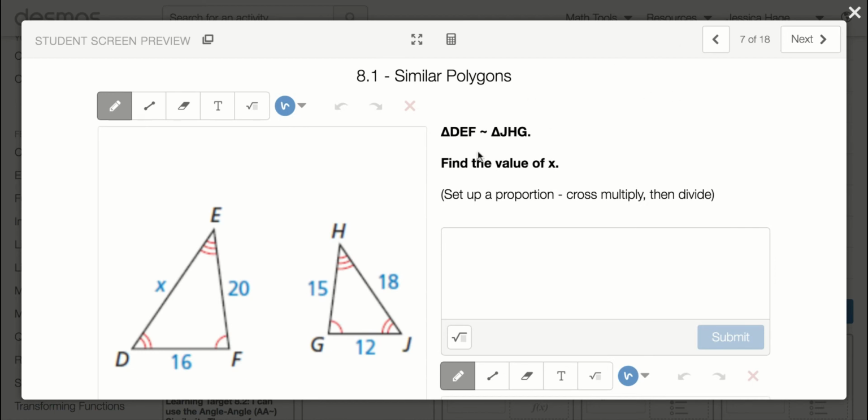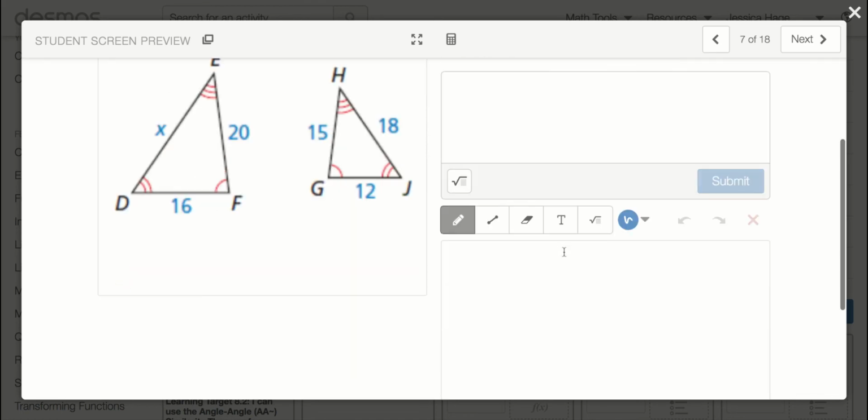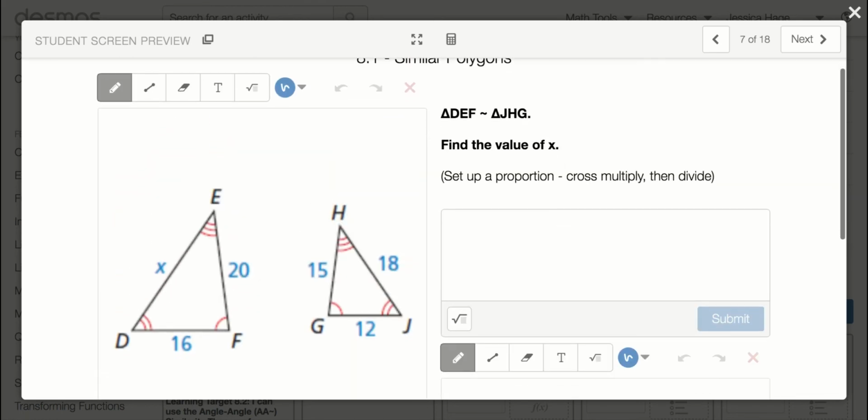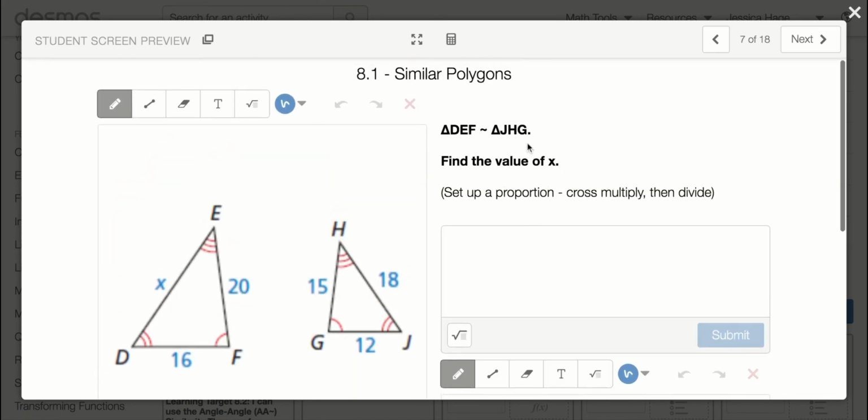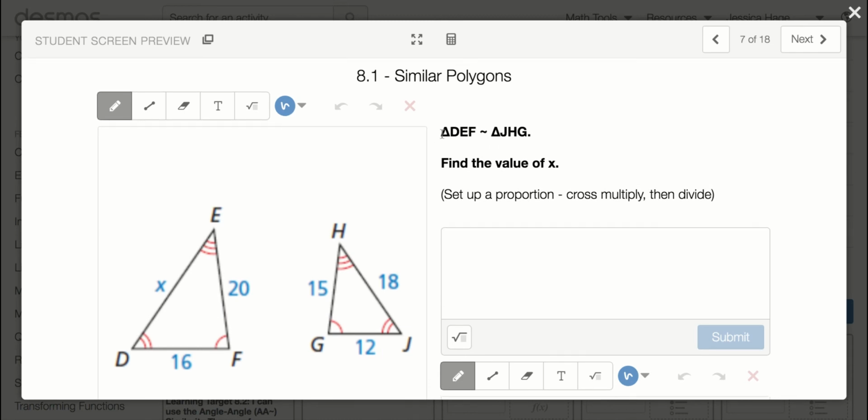And then our last one. This is probably the most work that we'll show out of all these slides in this first part of the video. So we have triangle DEF is similar to triangle JHG, and we want to find the value of X, which is over here. So X is side DE. So we're looking for how long DE measures. Now it's not going to be 15, 18, or 12 because we don't have congruent triangles. We have similar triangles. So we want to set up a proportion.